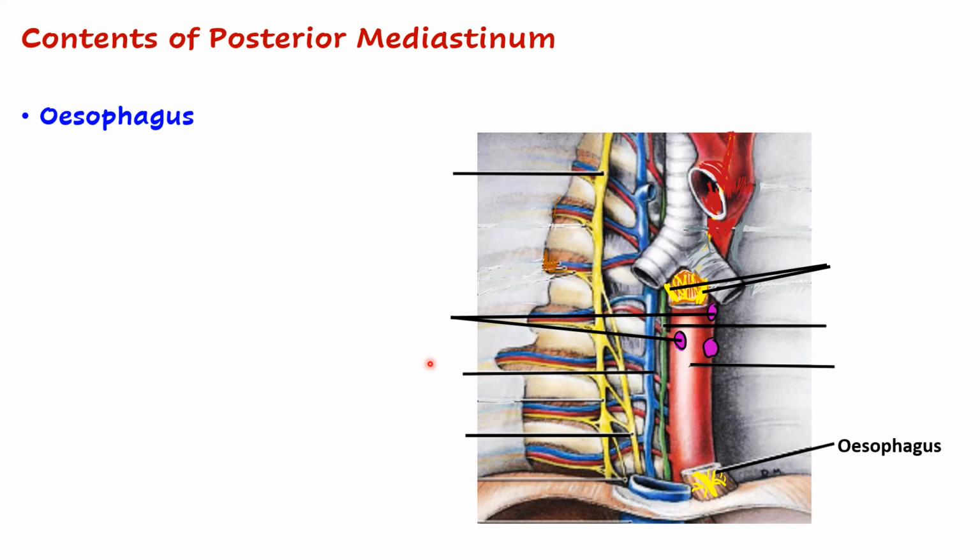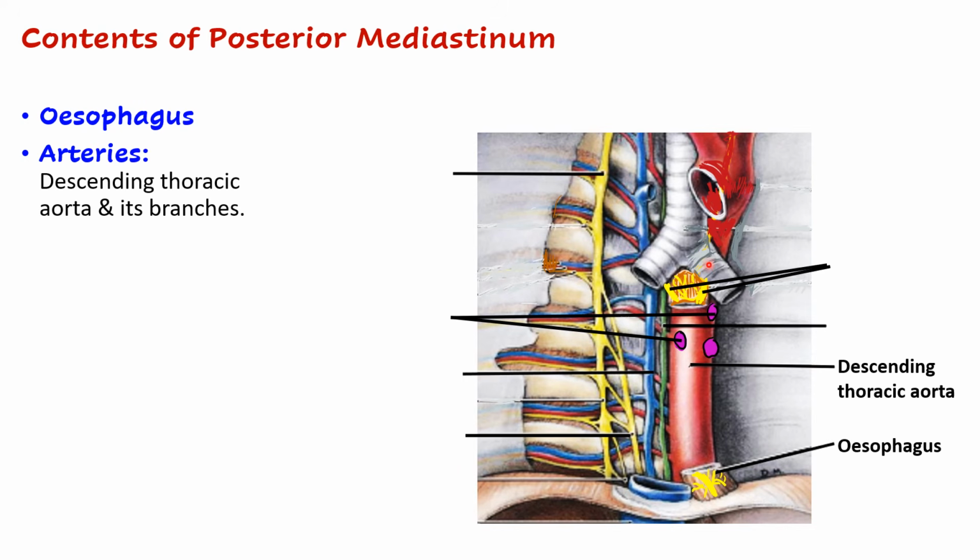Now esophagus, then after that what else do we have? Arteries. Which artery here? This will be the descending aorta. Remember the aorta: the ascending aorta in the middle mediastinum, the arch of aorta in the superior mediastinum, and the descending thoracic aorta in the posterior mediastinum, right? So its branches, origin of its branches only, right?